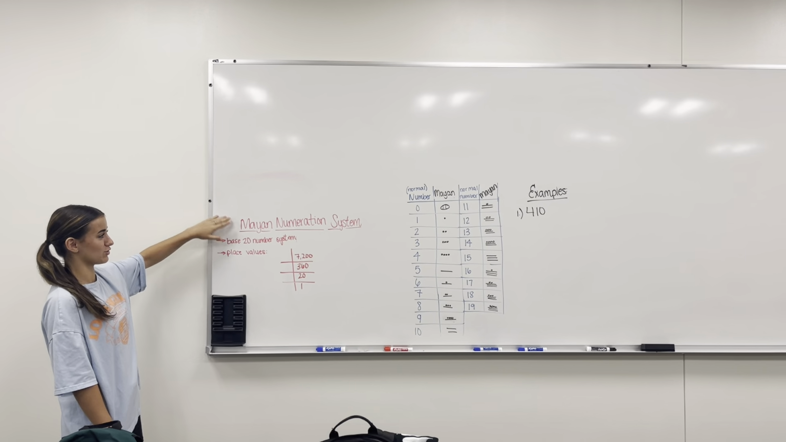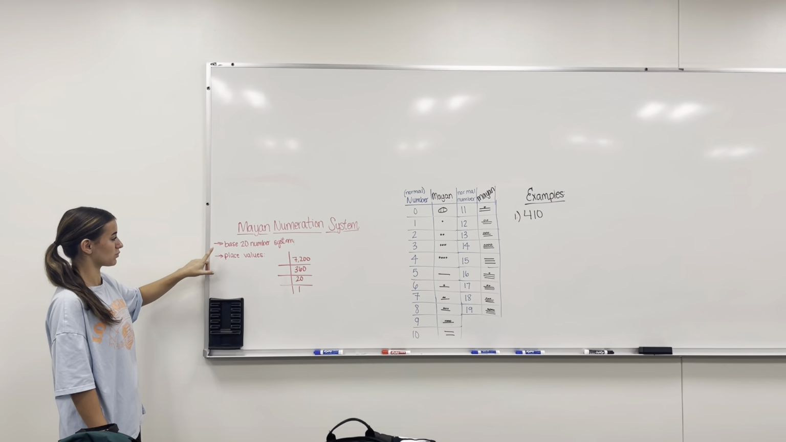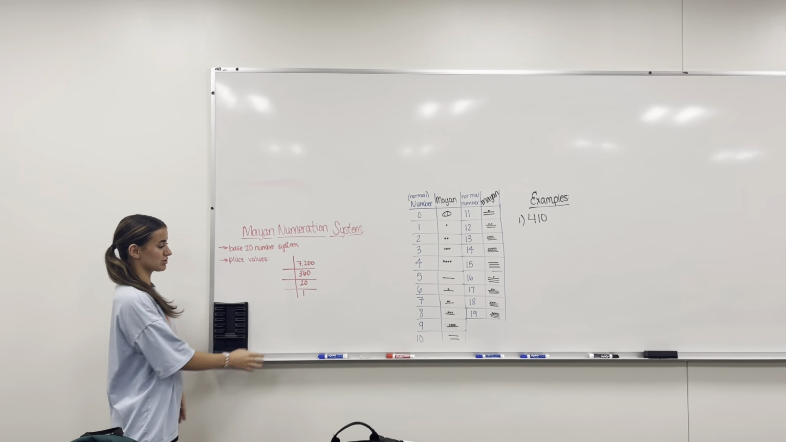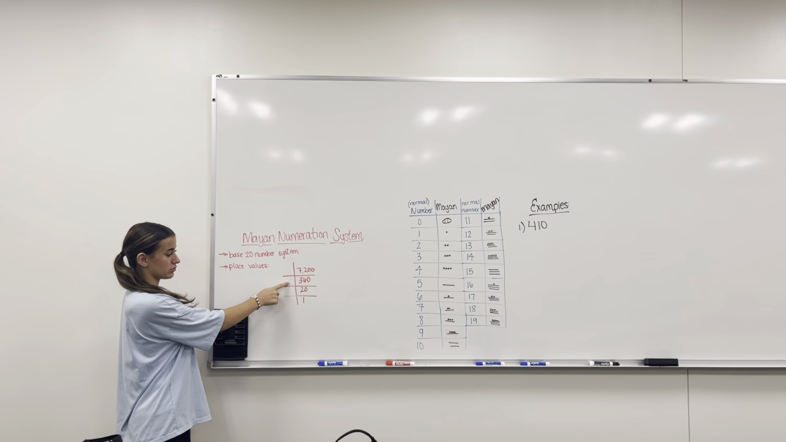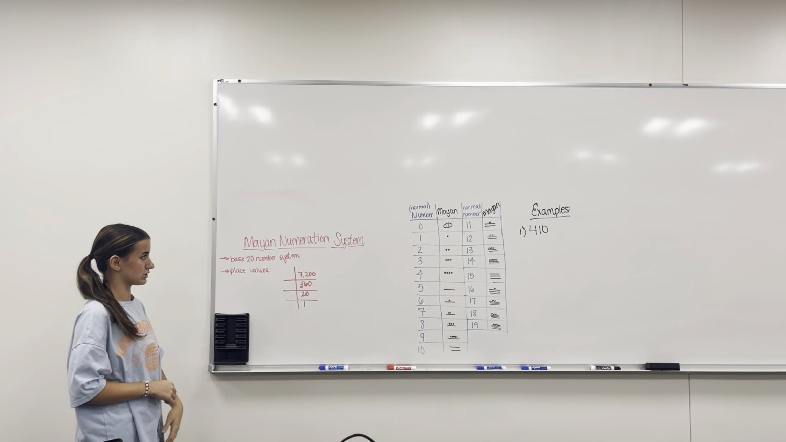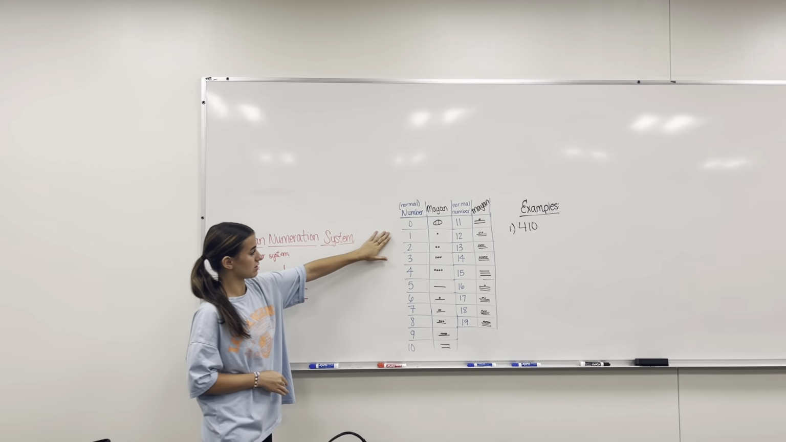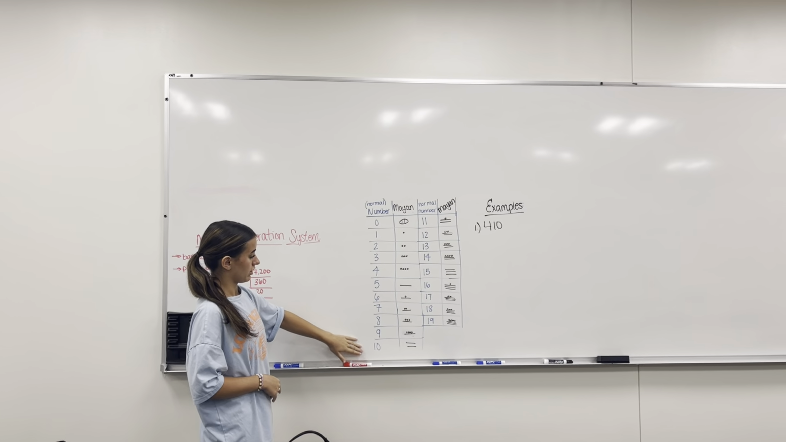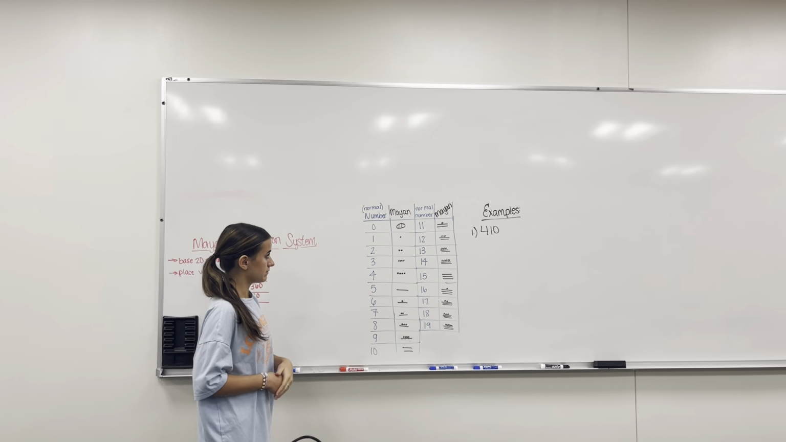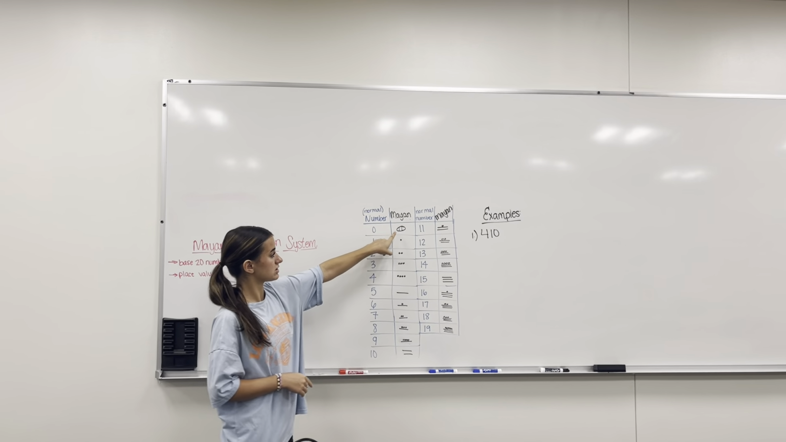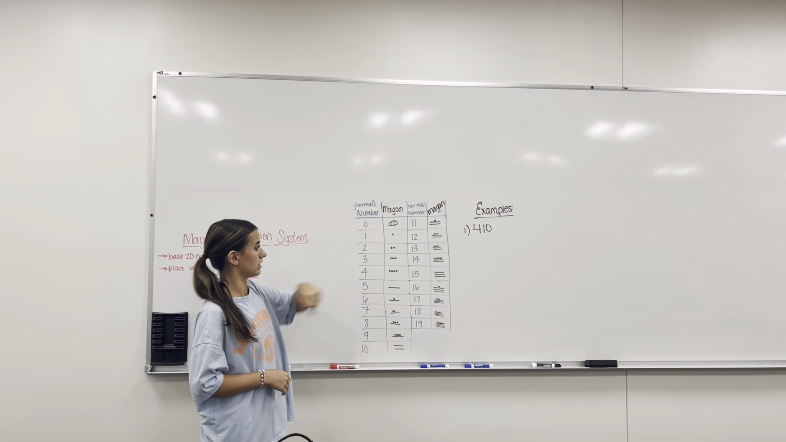Okay, this is the Mayan numeration system. It's base 20, and the place values you're going to use for this are 1, 20, 360, and 7,200. So here is going to be the chart for 0 through 19, and this one does have a symbol for 0, and it looks kind of like that.